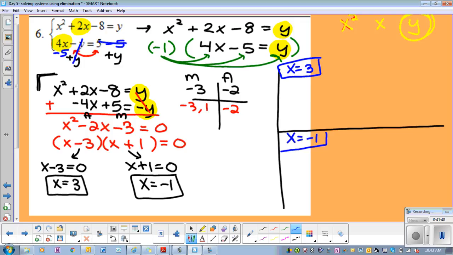So x equals 3, we need to plug this in for one of our original equations. Which one do you want to plug it into, the first one or the second one? Yeah, absolutely the second one. So 4x minus y equals 5.